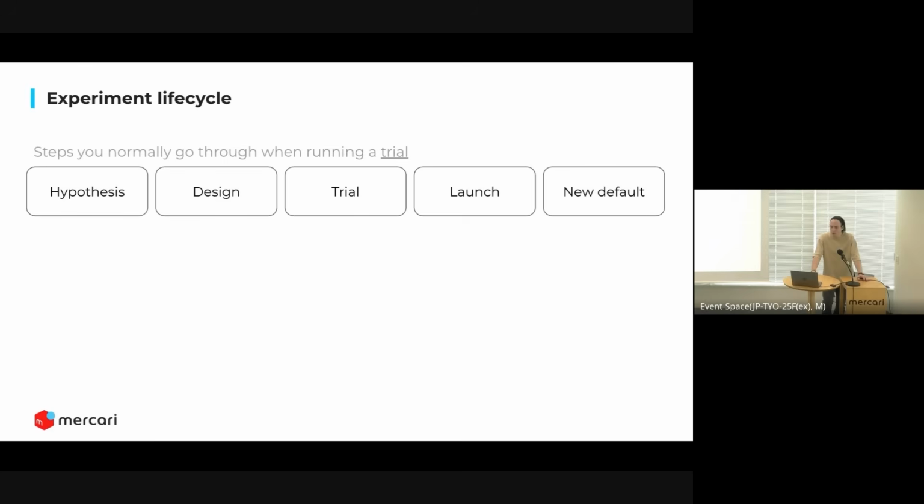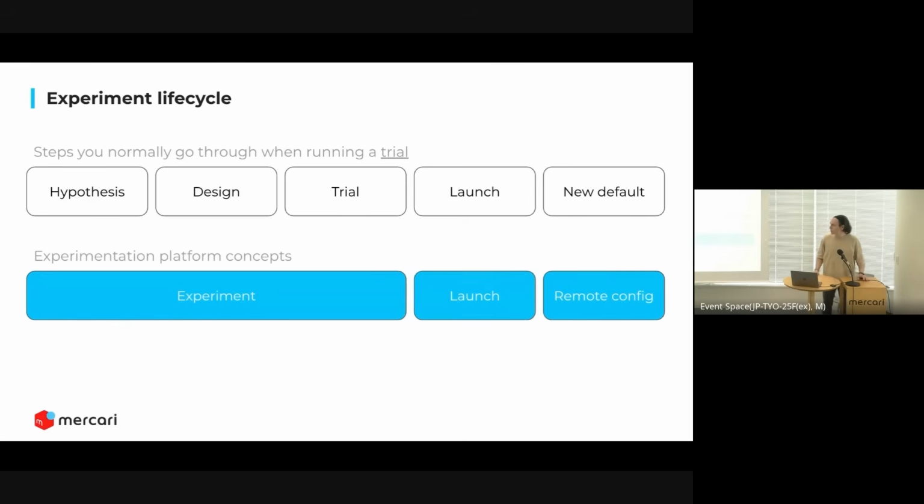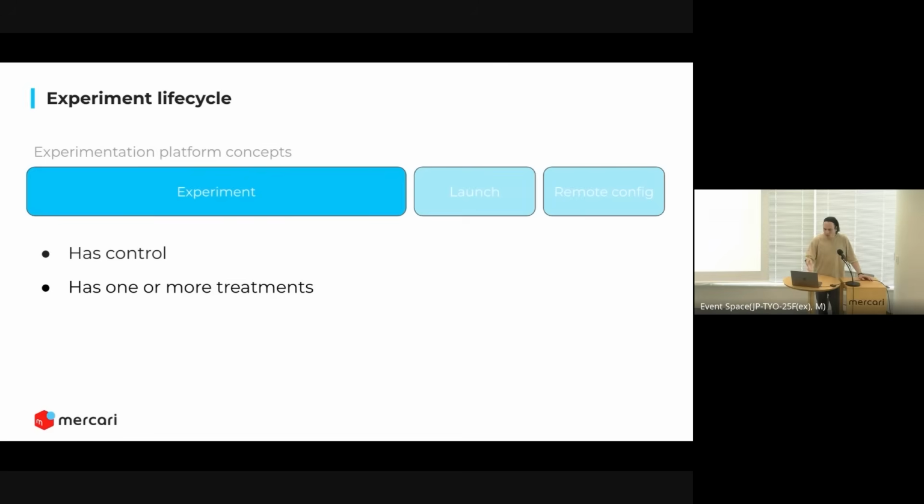When working with these tools, you will be working with some concepts that we define in the system. So let's look at those. As you can see, there are three main concepts. There are more, but these are the main concepts that you will have to deal with, and they correspond to certain steps in this experiment process. So the first thing is experiment.